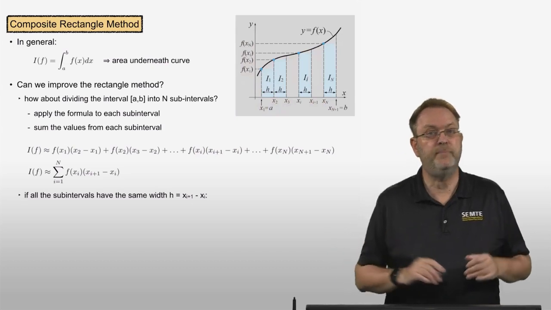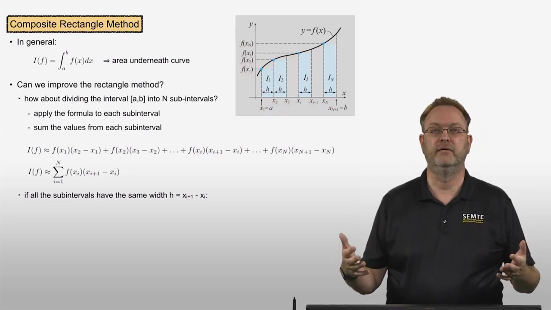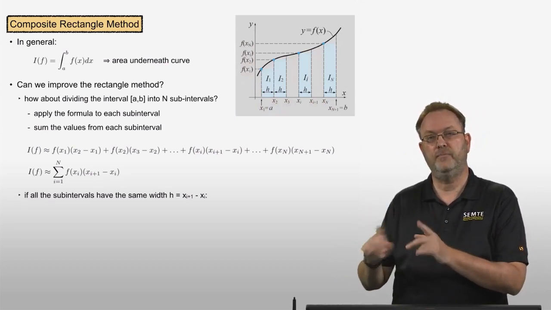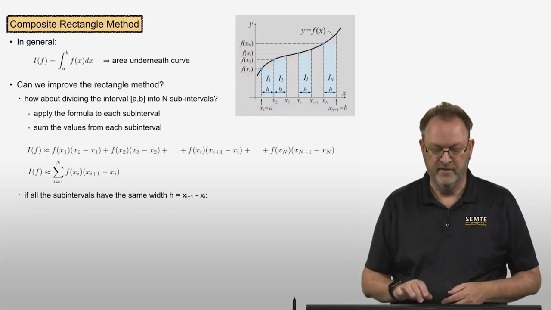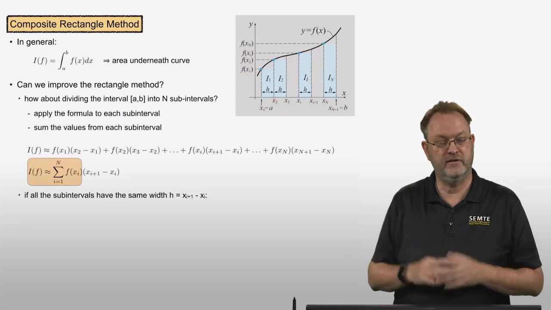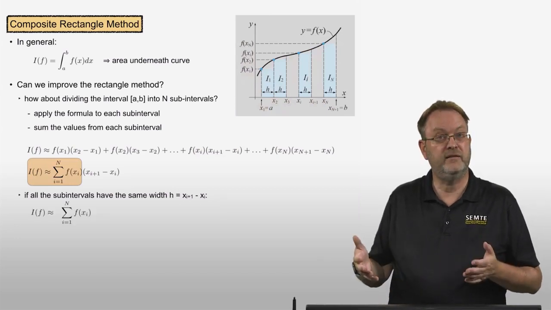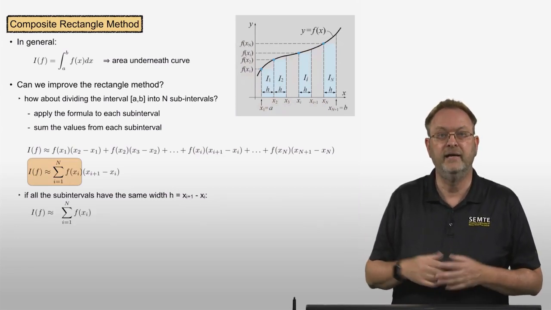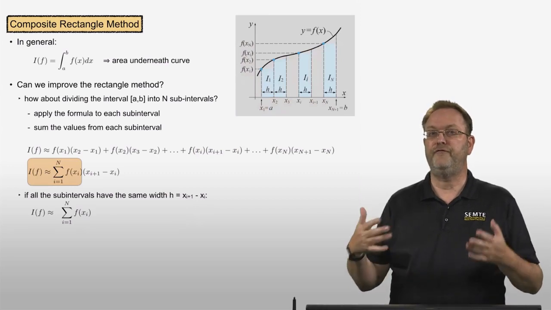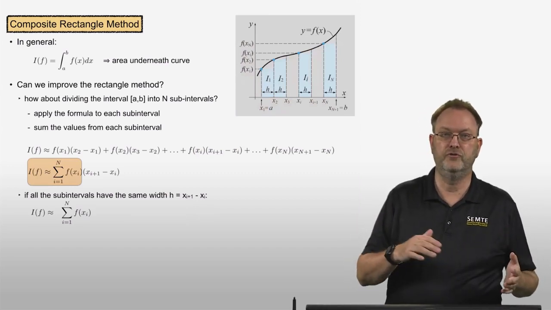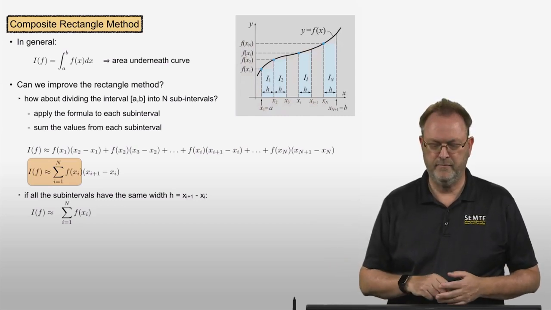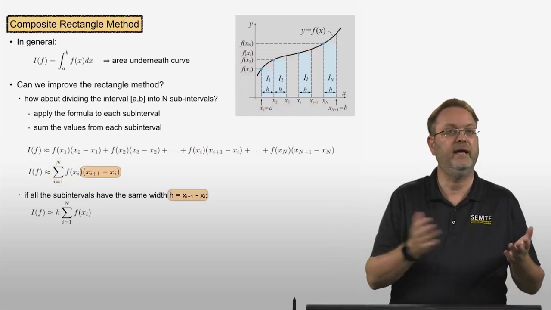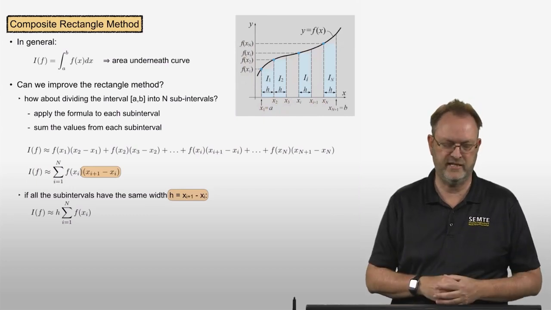Now, if all the subintervals have the same width, meaning that all adjacent points are just the distance h apart from each other, then I can shorten this formula and approximate the area underneath the curve by the sum of all the function values from the first to the next to last point, so the nth point, and then multiplying this entire thing by h. I can move that outside of the sum.